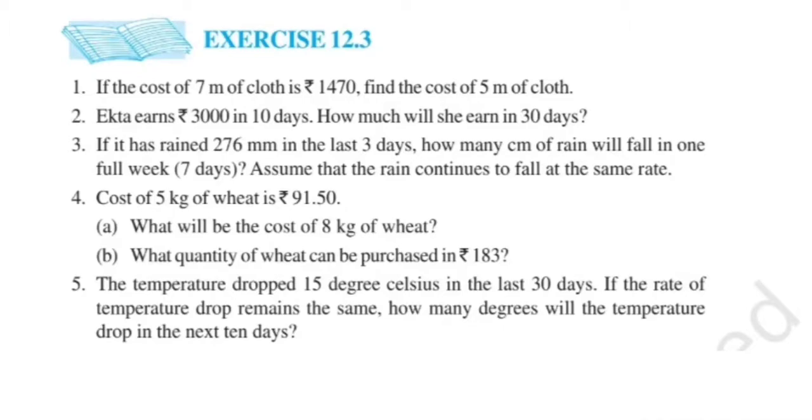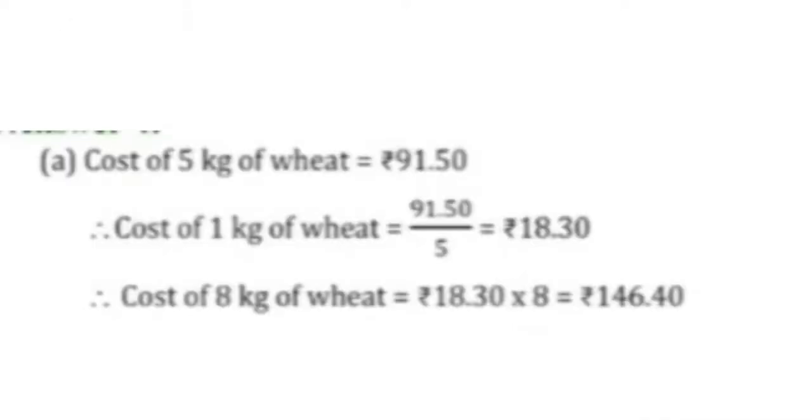Cost of 5 kg of wheat is rupees 91.50. So number A, what will be the cost of 8 kg of wheat? Number B, what quantity of wheat can be purchased in rupees 183? So let's see the first one. Cost of 5 kg wheat is given rupees 91.50. So cost of 1 kg wheat, it will come 91.50 upon 5, means rupees 18.3.